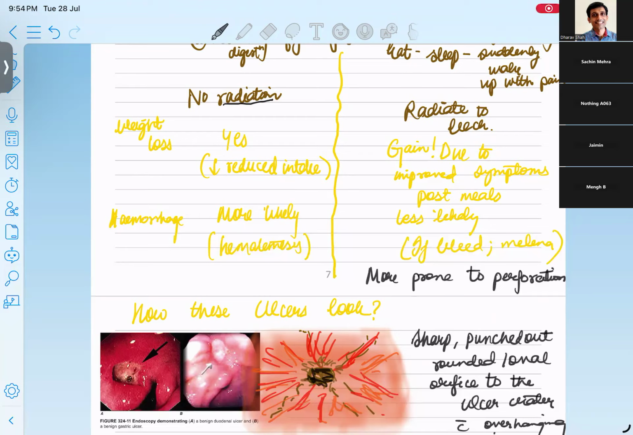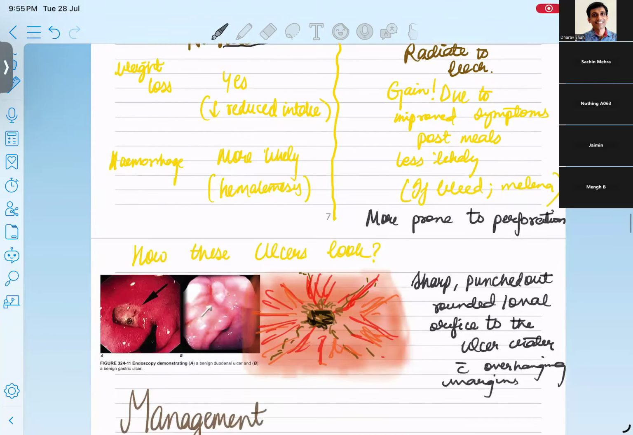Hemorrhage, whether there would be bleeding: yes, there would be more likely bleeding in gastric ulcers, and the patient presents with hematemesis as an emergency condition. Bleeding is less likely in duodenal ulcers. If they bleed, they present with stools, which we know as melena. But duodenal ulcers are more prone to perforation.